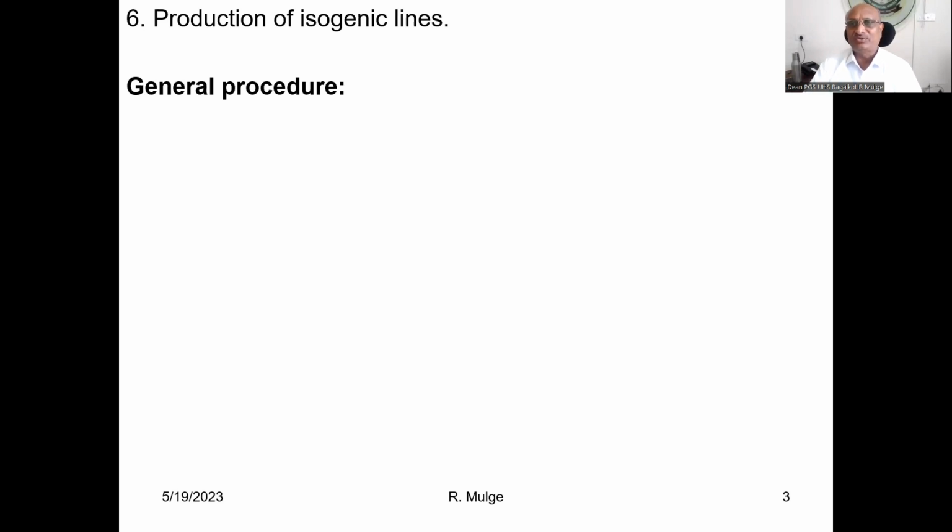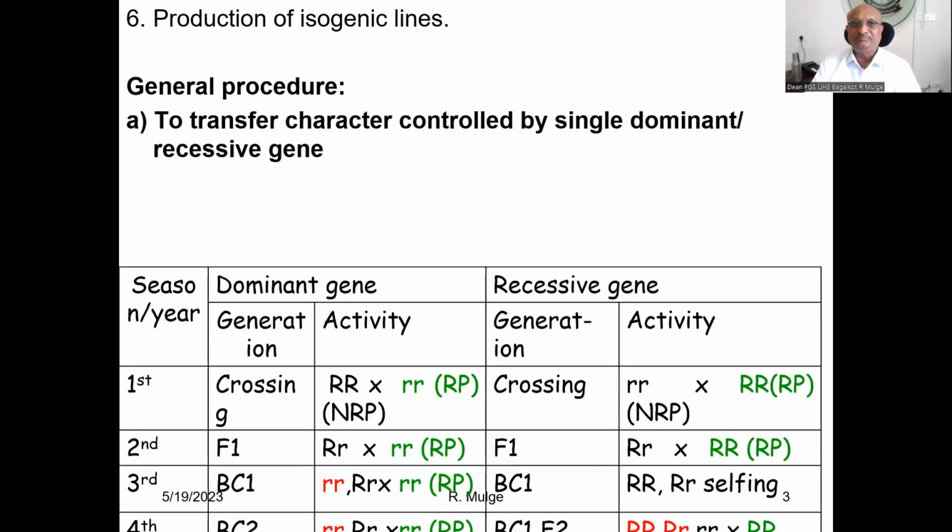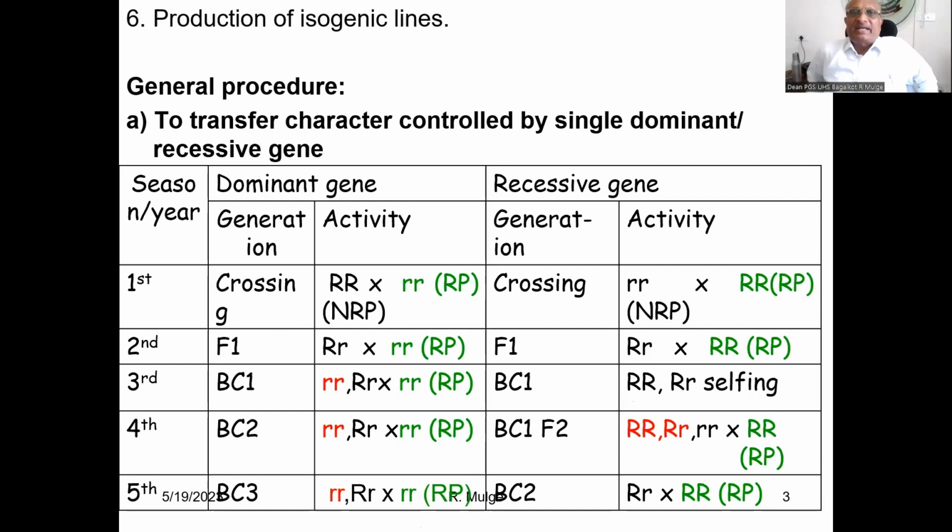Like any two lines, if you take and they are similar in all the genes except one or two, they are referred to as isogenic. So you can use the backcross breeding for that. Then the general procedure to transfer characters controlled by a single dominant or recessive gene. A single dominant, you do it, it is simple. Whereas if you want to transfer the recessive gene, it is a little bit complicated and it is referred to as the modified backcross. Just look at here how the flow of your activity goes with this backcross breeding.